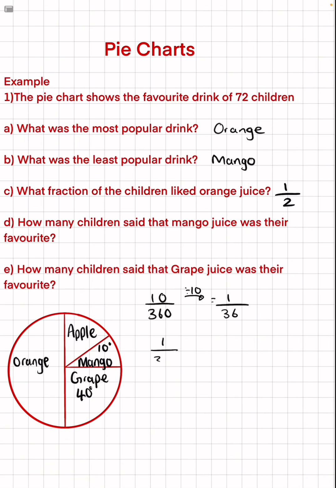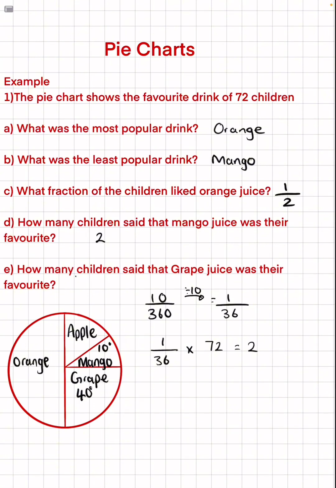Now we can do 1 over 36 multiplied by the total number of children, which is 72. 1 times 72 is 72. 72 divided by 36 equals 2. So the answer is 2 children said that mango juice was their favourite.